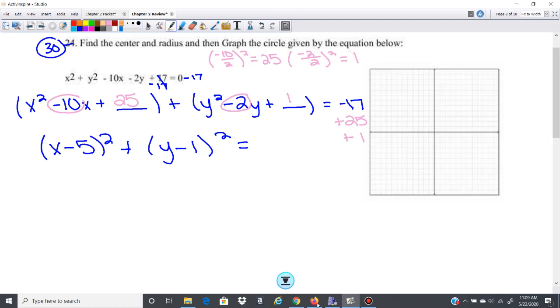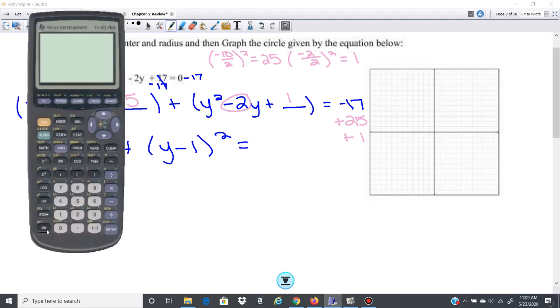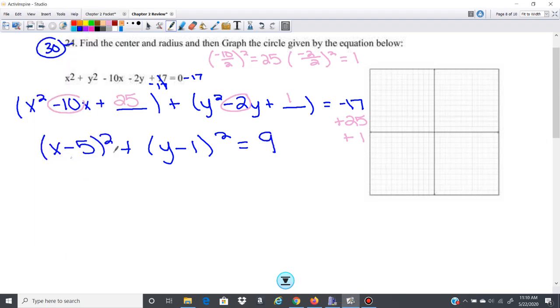And then let's add these together. Negative 17 plus 25 plus 1. That'll give us 9. Okay, now this is in standard form: x minus h squared plus y minus k squared equals r squared. So our h here is going to be a positive 5. When I pull that out, x minus h, I'm just pulling the 5 out. My k is 1, and then my radius is the square root of 9, so 3.